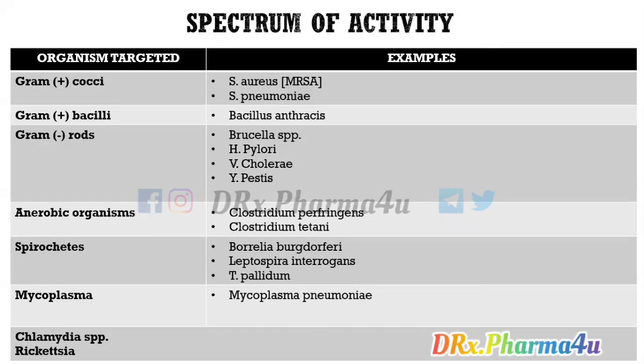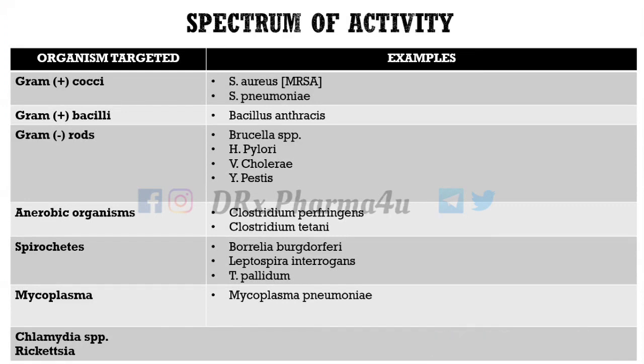If you look at the spectrum of activity, which are the different organisms against which we can use tetracycline, we can use it against gram-positive cocci. We usually say it in short form, GPC. So we can use it in MRSA, Staphylococcus aureus. MRSA you know very well. There is a very interesting fact that I would like to say about MRSA.